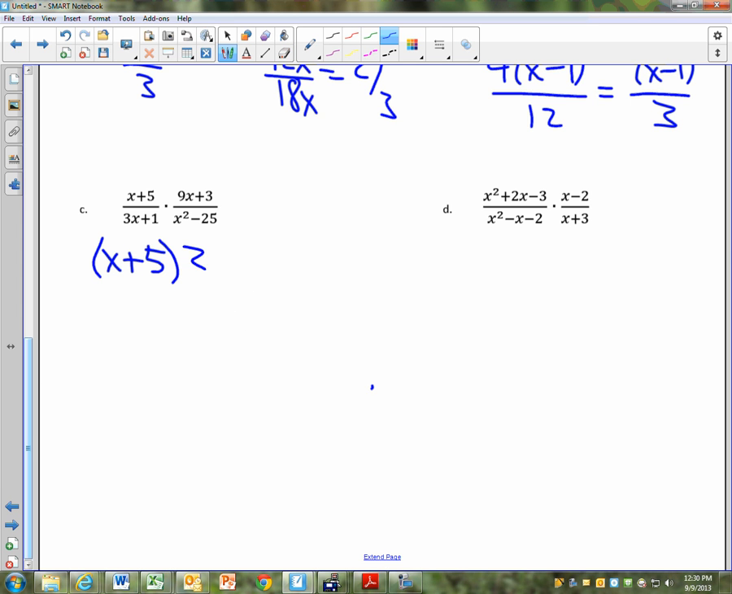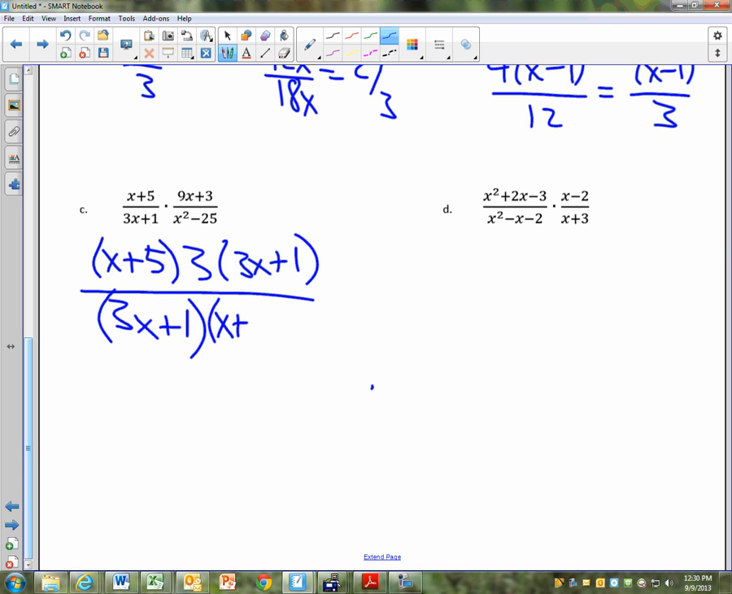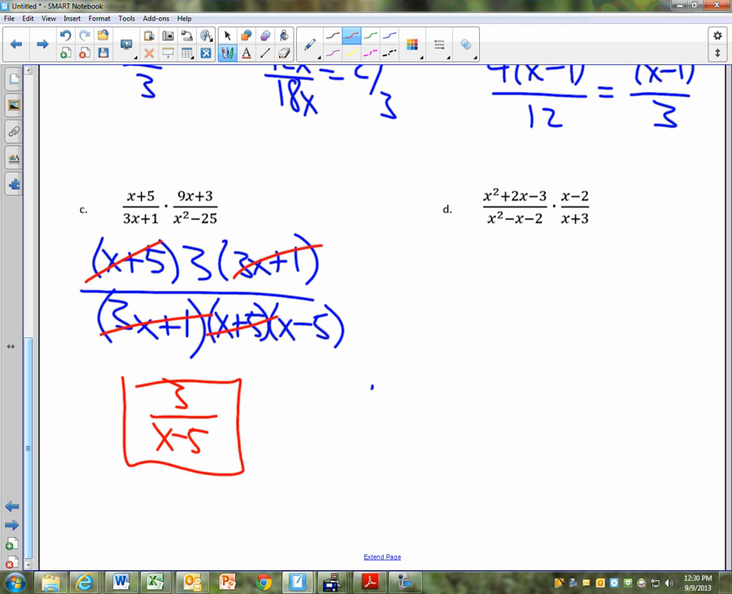That was horrible. 3 times 3x plus 1. The bottom is 3x plus 1 already. How does x squared minus 25 factor? Plus 5 and minus 5. What cancels? 3x plus 1's, x plus 5's, 3 over x minus 5. Do D on your own.